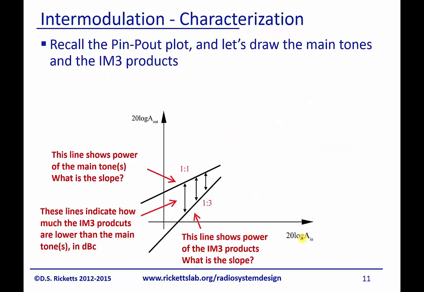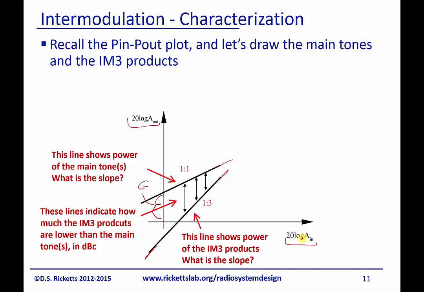So if you recall from the previous lecture, this is a P in, P out plot where we're using 20 log of the voltages. Okay, so it's a power plot, but if you remember on the previous slide, we were talking about the voltages, and so the difference there is whether we're using 20 log or 10 log. So the top line right here shows the power of the main tone, and we know from before that its slope is just going to be 1, right? And the gain of the amplifier is this offset. Okay. This line shows the IM3 products.